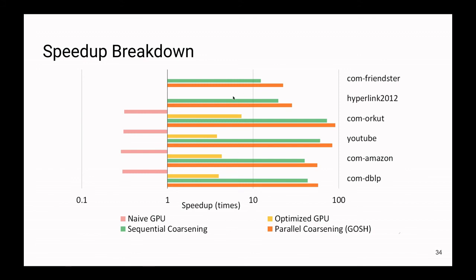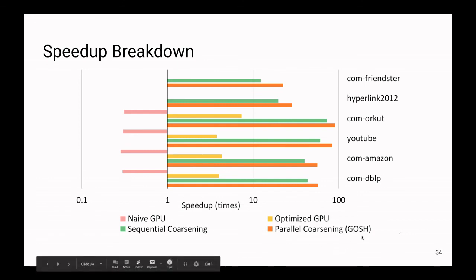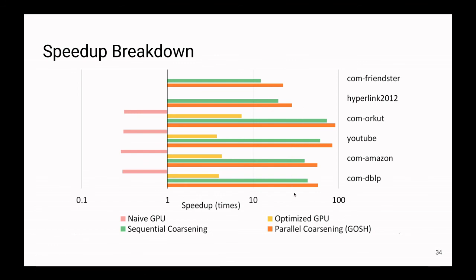Introducing coarsening to the equation drastically improves the performance. Where previously it was 9 times, now with coarsening, we can speed up the process up to 90 times. And the parallel coarsening version of Gosh is especially important for large graphs, where the coarsening overhead is relatively large.